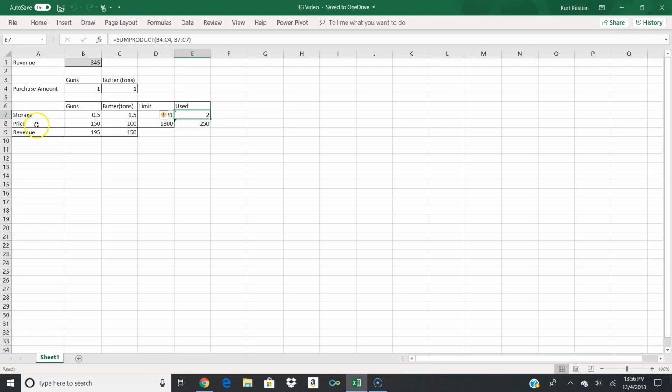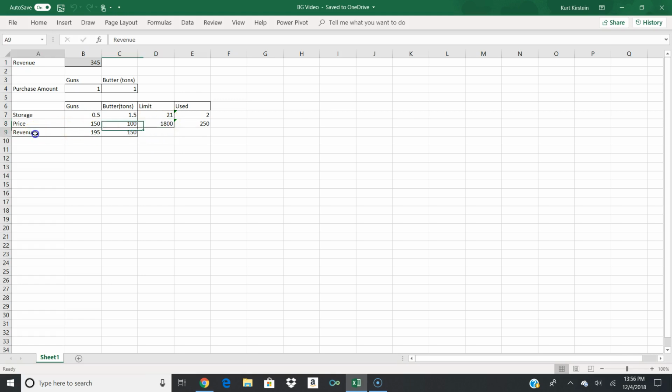The other constraint or limitation on our optimization problem is price. The price of every gun is $150. That is the price to produce the gun itself. That's what it costs Hans to produce it. The price for producing a ton of butter is $100. And so that's what it costs him to produce a single ton of butter. Well, we know that he has only $1,800, and he has to make that $1,800 go as far as possible. So does he spend more money on guns, or does he spend more money on producing butter? Which one is going to return him the greatest amount?